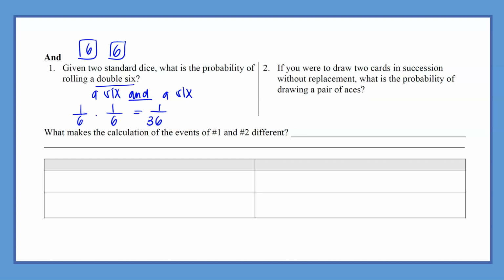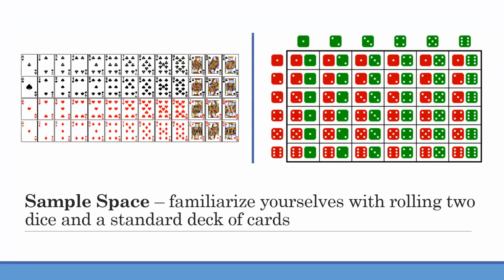To answer this question, I could also take into account the total sample space when I roll 2 standard dice. Last class, we familiarized ourselves with cards. Today, you also need to familiarize yourselves with rolling 2 dice. So what you have in front of you is the sample space when you roll 2 dice. One die is red, one die is green, and these are all the possible outcomes that we have. Rolling a double 6 within this sample space would be one outcome out of the total 36 different outcomes in my total sample space.